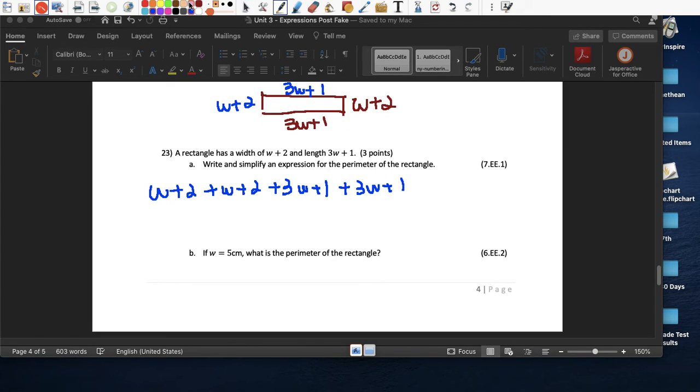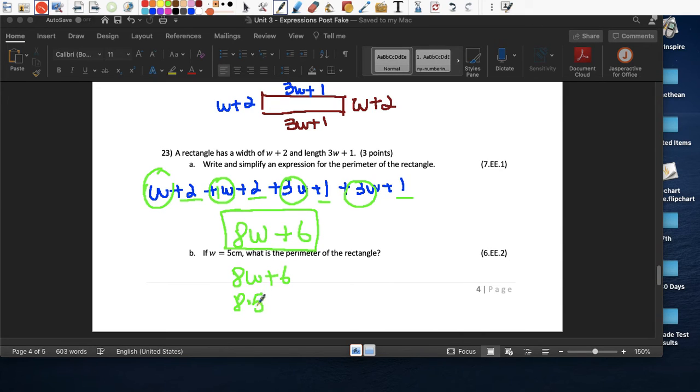Make sure you combine like terms. So w plus 3w plus 3w, plus w. If you add all those up, that gives you 8w. Remember there's a 1 here and a 1 here. Plus 2 plus 2 plus 1 plus 1, 6. So this is the expression. Now the second part, they say change the w for 5. So 8w plus 6, we're going to replace the w with 5. 8 times 5 is 40, plus 6 is 46. And that's the perimeter of the rectangle.